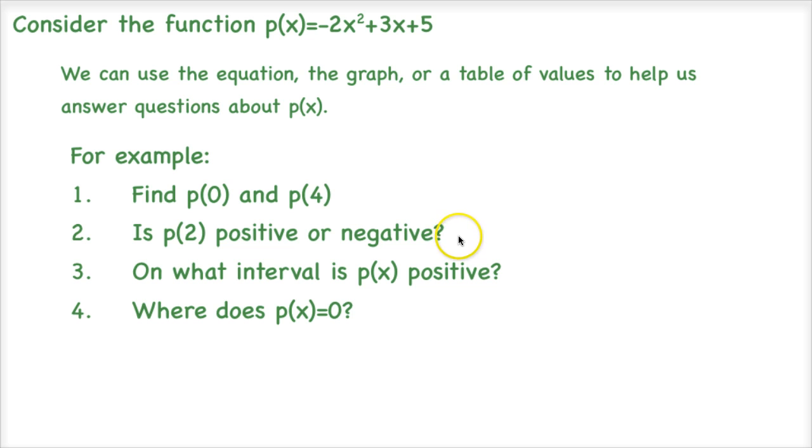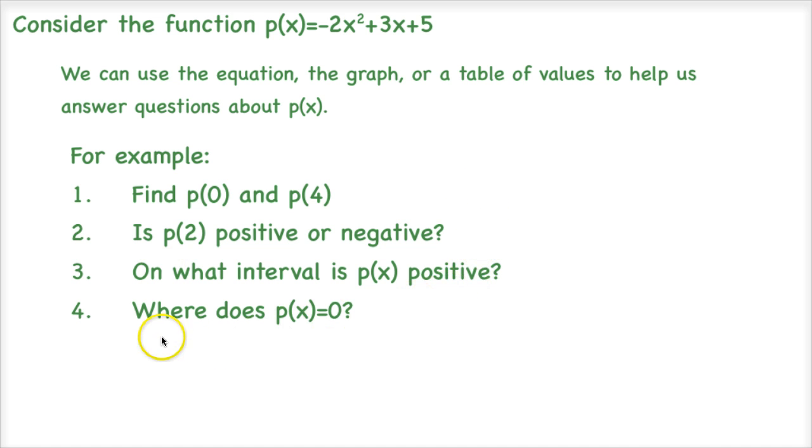Is p of 2 positive or negative? On what interval is p of x positive? And where does p of x equal 0? So I want you to pause this, write all of this down, because after this I'm going to switch over to our graphing calculator. You want to have these questions on the side, and then we'll be working out the answers on that. So maybe take a second, pause this, and write down everything you see on this screen, and then I'll switch over to the graph.